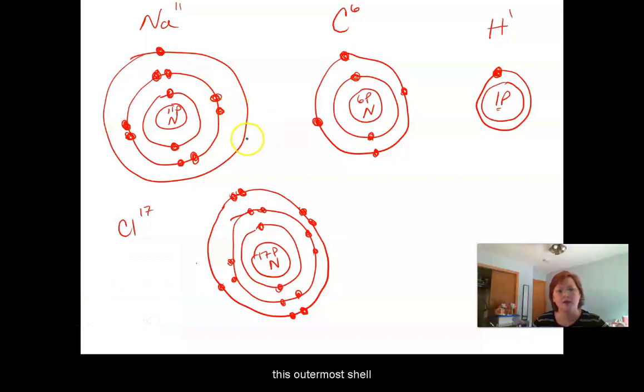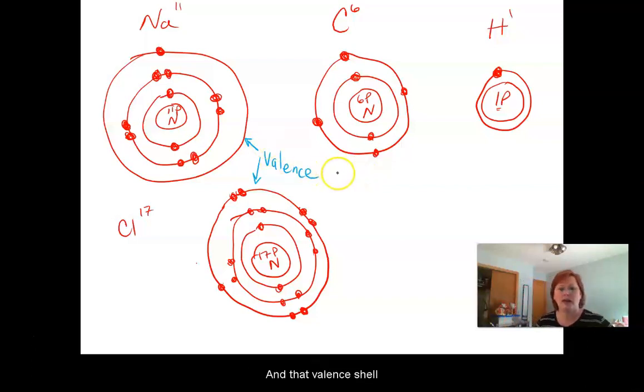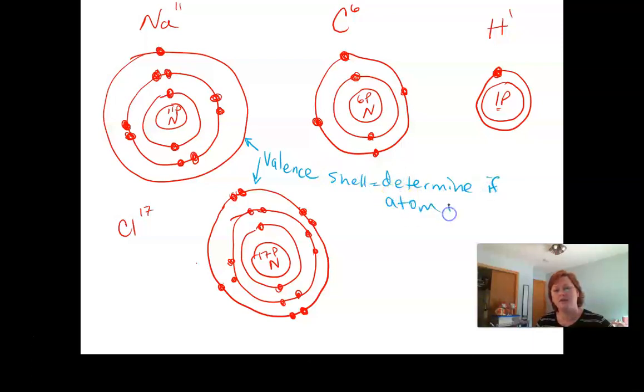Now, this outermost shell right here is always called the valence shell. Since we have to fill an orbital before we can go to the next one out, we're really interested in how many electrons are in that valence shell. And that valence shell is going to determine if the atom is reactive. So does he want to interact with another atom?